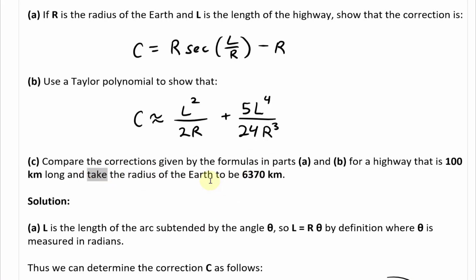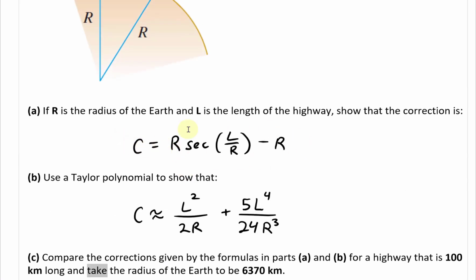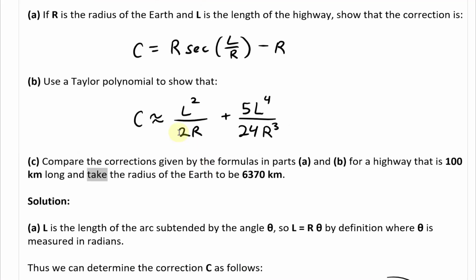Yeah, that's just pretty much the radius of the Earth. Anyways, yes, 6,370 kilometers, and let's just jump right in and then compare these parts A and B. So this is the exact correction. This is the approximation. So let's just keep going further.